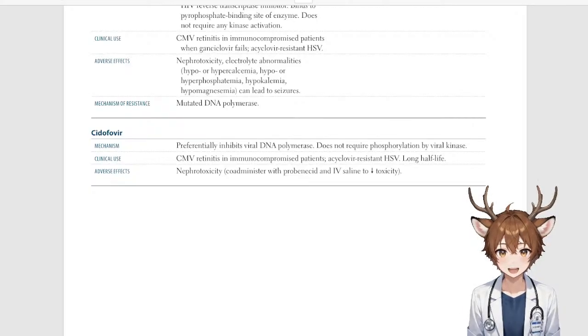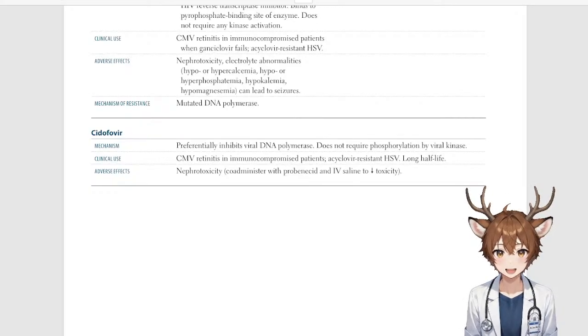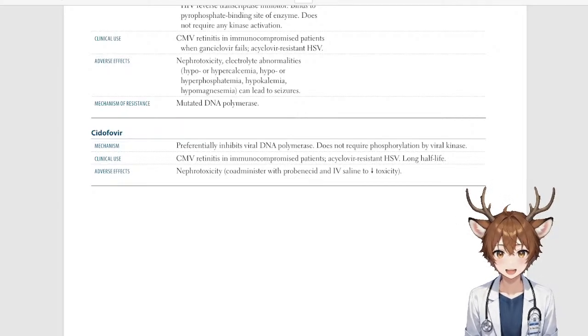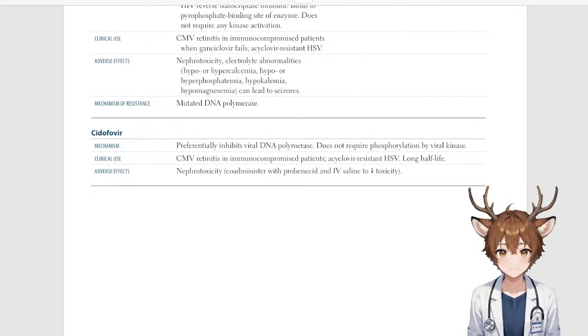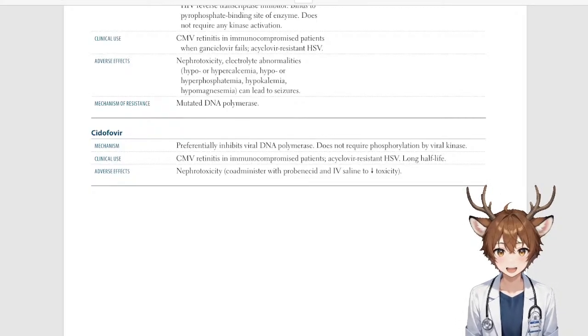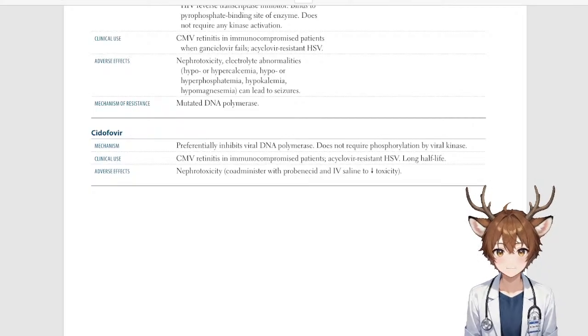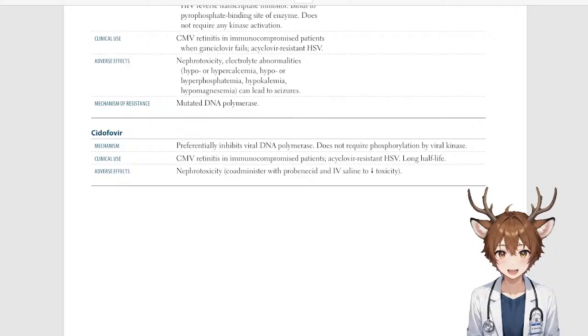And the viral kinase can't be used because it's mutated. You can use cidofovir or foscarnet as an alternative. So back to cidofovir. Clinical use: CMV retinitis in immunocompromised patients, long half-life. Adverse effects: nephrotoxicity. Co-administer with probenecid and IV saline to decrease toxicity. A mechanism of resistance is mutations in the viral DNA polymerase gene.